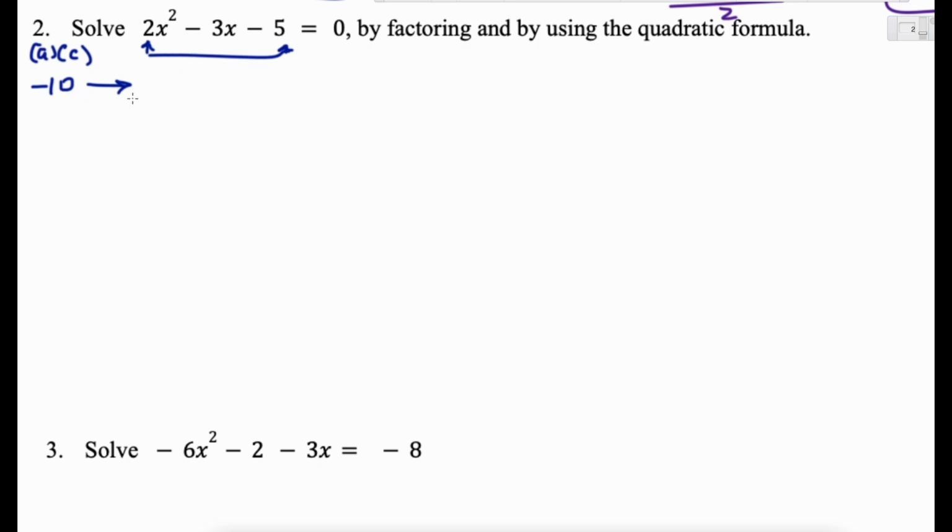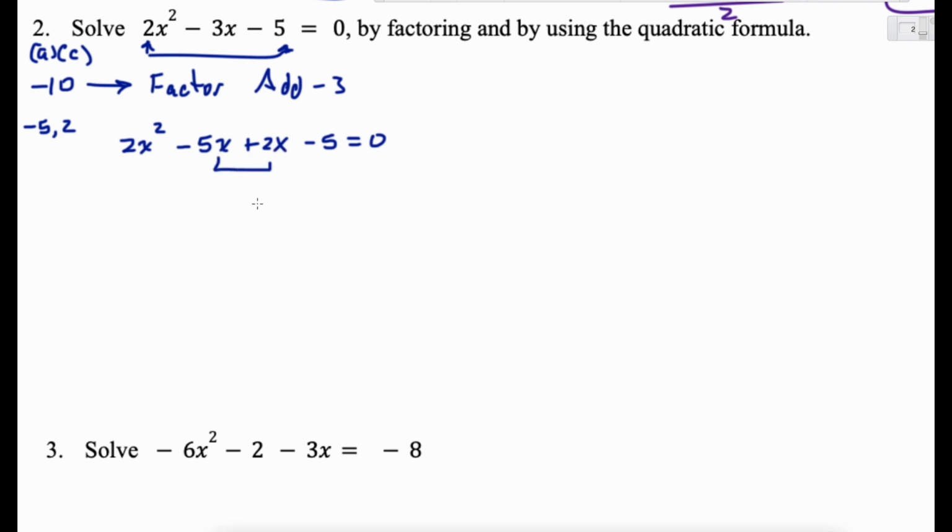So the factors of negative 10 that add to negative 3. Okay, so it's negative 5 and positive 2, right? Negative 5 times 2 is negative 10, and negative 5 plus 2 is negative 3. So let's rewrite our equation in standard form. We have the 2x squared and the minus 5 at the end. This still equals 0. And instead of saying negative 3x, we're going to split that up into negative 5x plus 2x. A negative 5x plus 2x would still give us the negative 3x, right?